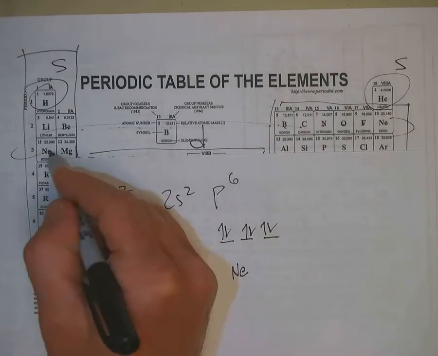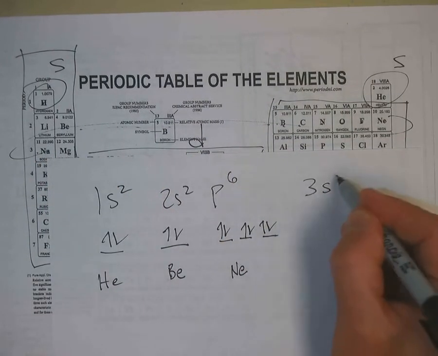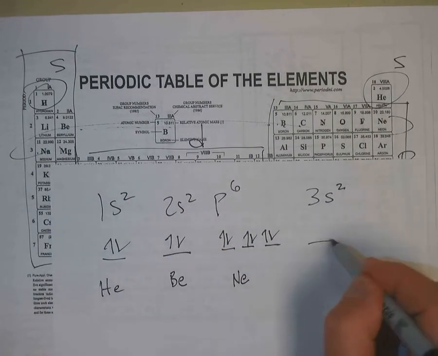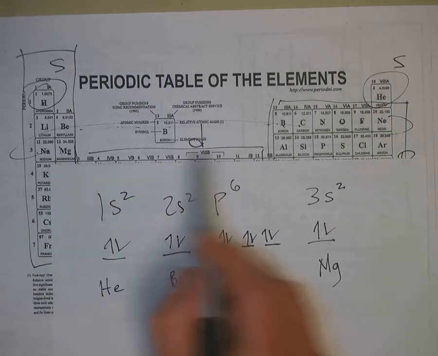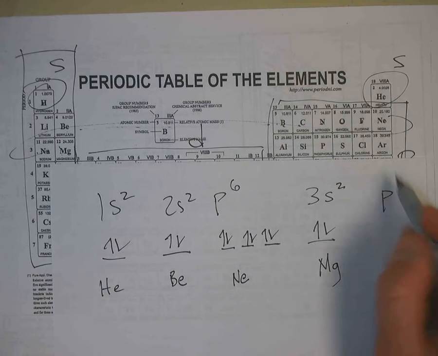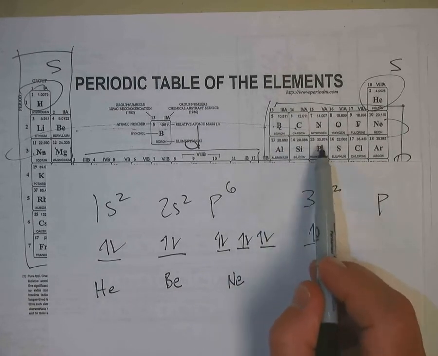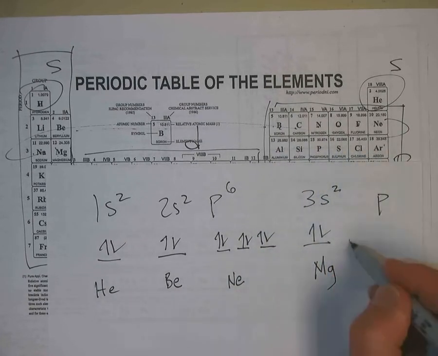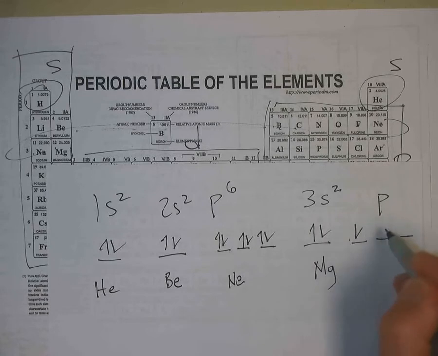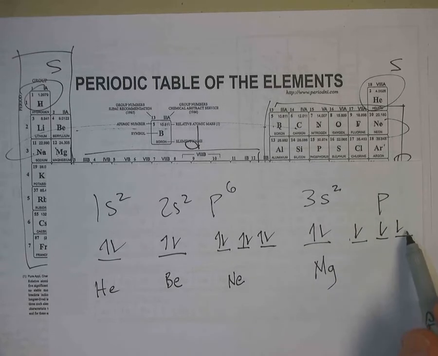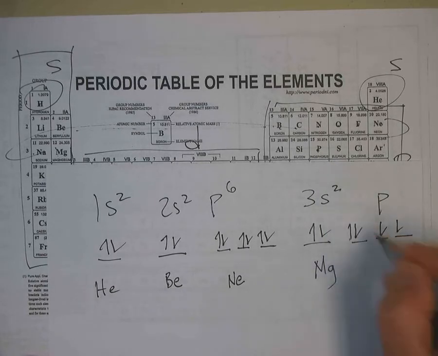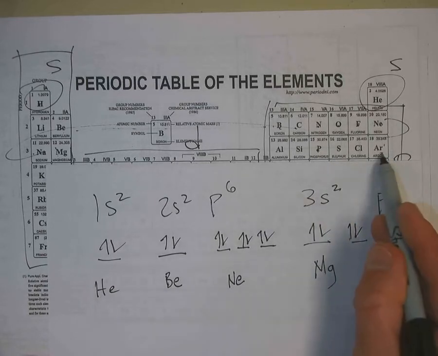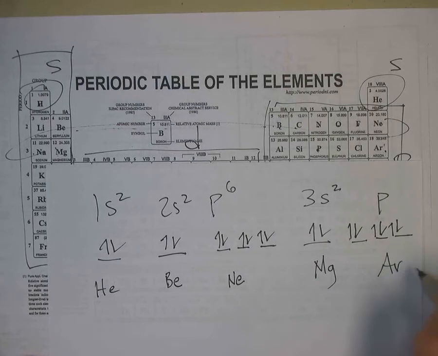Continuing on, coming back here, this would be the 3s orbitals, and there are 1, 2 electrons there. This would be the electron configuration for magnesium. Skipping across the valley now, we encounter the 3p orbitals, which includes 1, 2, 3, 4, 5, 6. And if I just drew 3 electrons, all of the same spin, I'd be at the element phosphorus. If I added 3 more electrons, I'd now be at the element argon right here. And this would be the electron configuration for the noble gas argon.